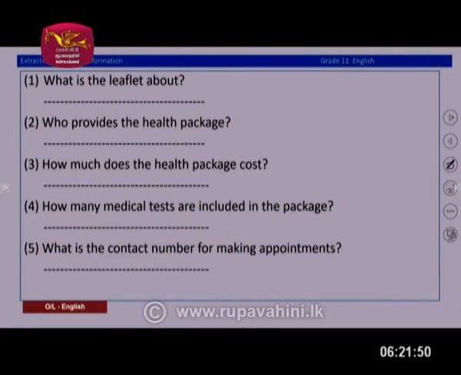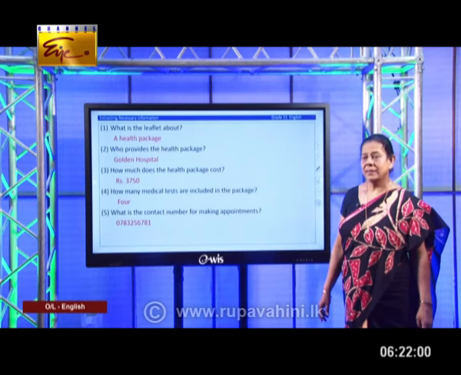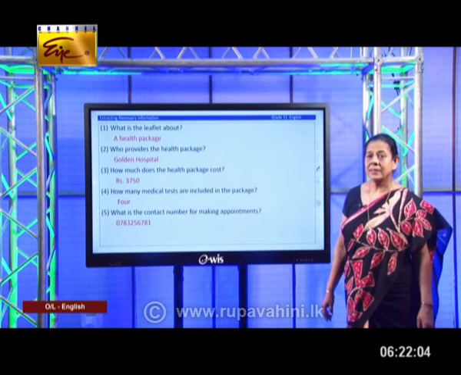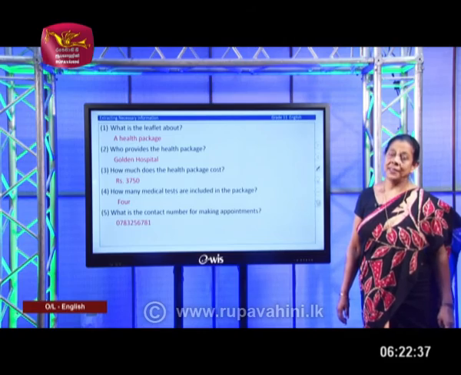I hope you have completed answering. Shall we check your answers? Yes, what is the leaflet about? It is about a health package. Who provides the health package? Golden Hospital. How much does the health package cost? 3,750 rupees. How many medical tests are included in the package? 4. What is the contact number for making appointments? The contact number is there. I suppose you all have done the activity correctly.